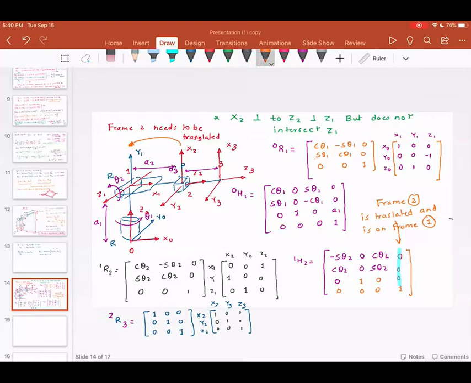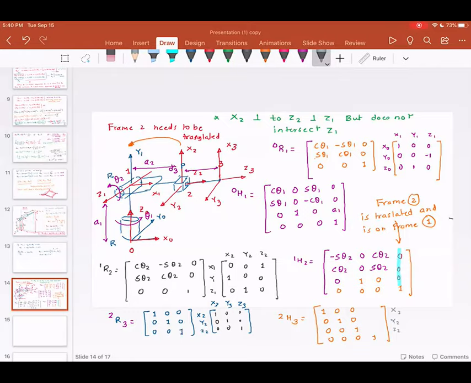So the homogeneous transformation matrix, I can directly write down 2H3. This homogeneous transformation matrix is going to be 1, 0, 0, 0, 1, 0, 0, 0, 1, 0, 0, 0, 1. And now here comes the tricky part. And for this tricky part, I want you to pay attention. This should be in the previous frame, x2, y2, z2. So let's look at the distances.